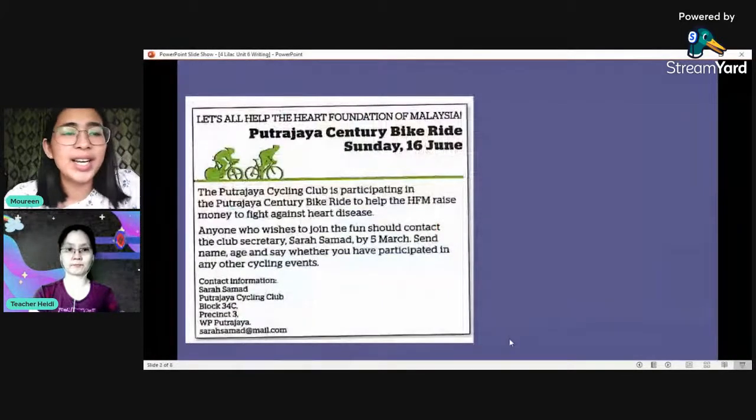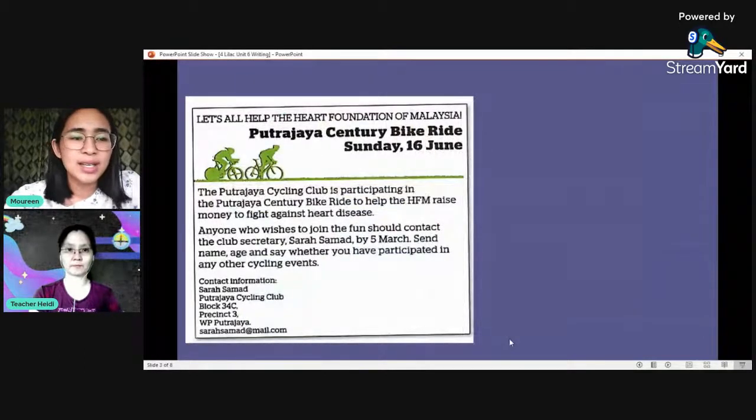So today, let's look at this announcement, class. I hope it appears on your screen already. This is an advertisement or announcement. This is an example of cycling for charity. This one is to help the Heart Foundation of Malaysia. They are organizing a century bike ride. They are having a cycling competition to raise funds for the Heart Foundation of Malaysia.